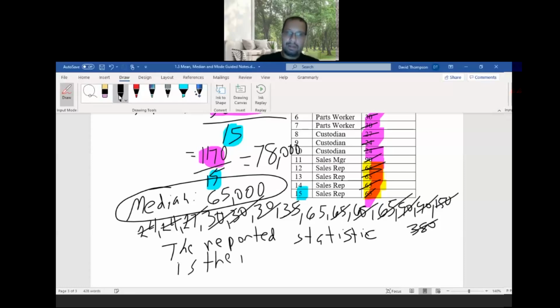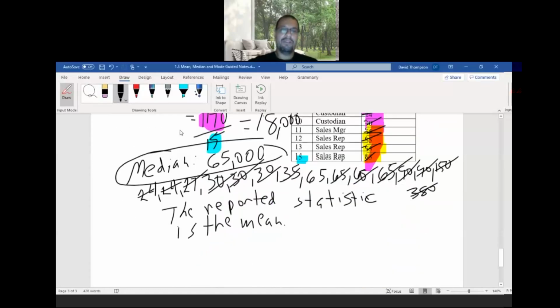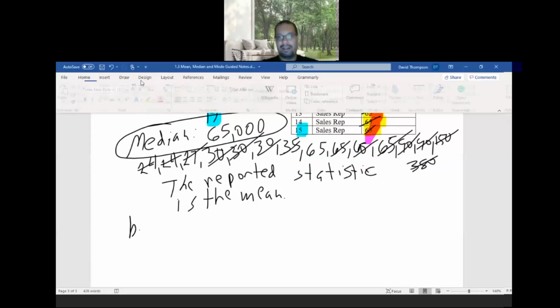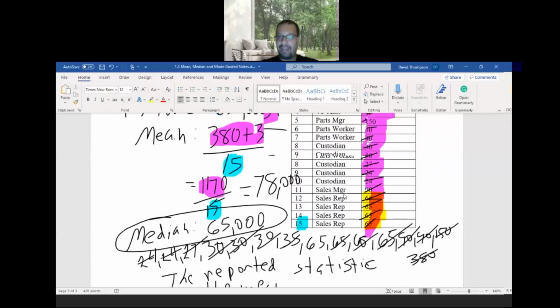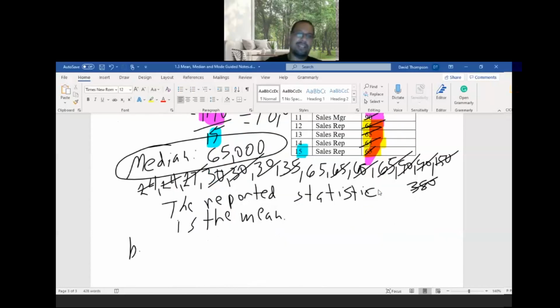Now, part B. Why might most employees be upset by the newspaper article? Remember, the newspaper article claimed that the average wage was $78,000. So for part B, if we look at all the data, we see that 78,000 is the mean, but we only have a 90,000, 150, 380, and two 90s, so most of the employees are making much less than the mean. So that's why somebody applying for this job might be upset about this reporting.